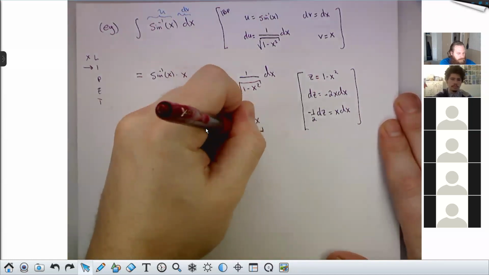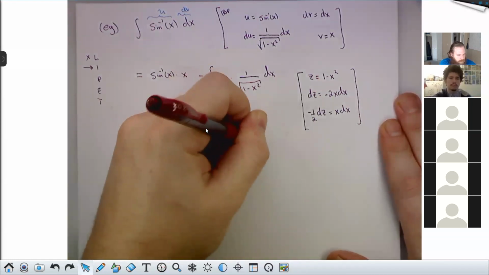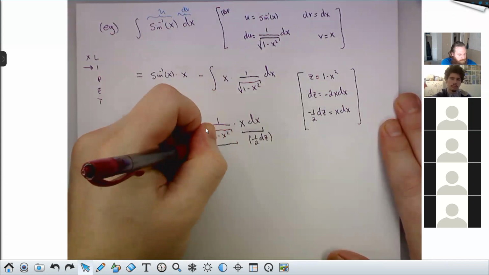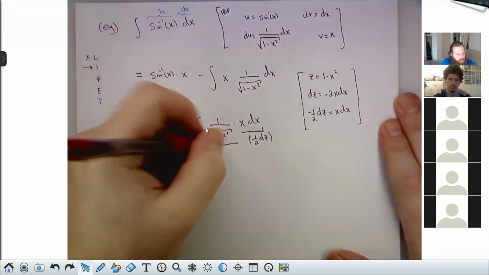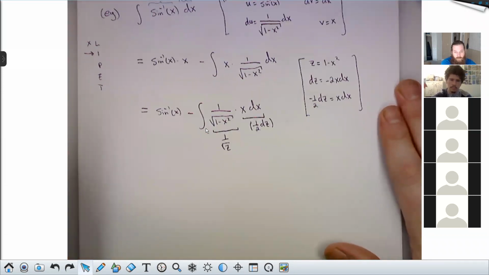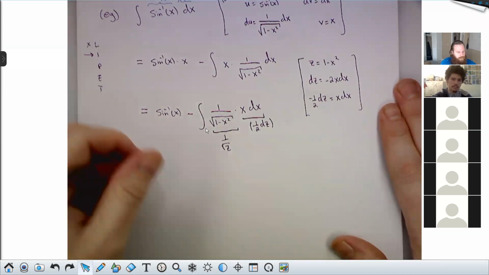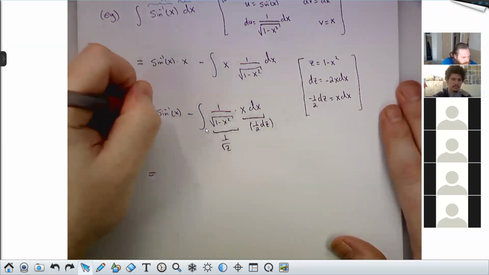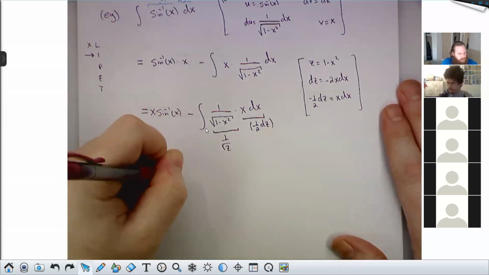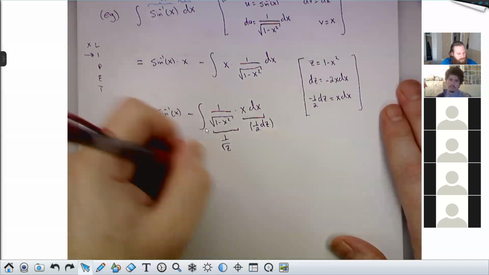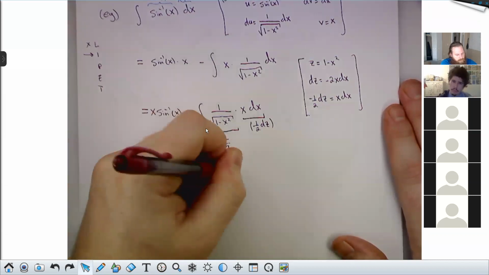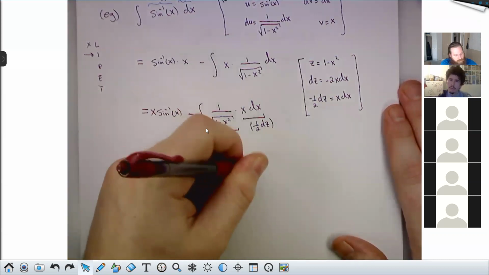This piece right here, I'm going to replace by negative 1/2 dz. And this piece right here is going to be 1 over the square root of z. All right, so that's how this u sub shakes out. Hopefully you guys are feeling comfy with u sub after last week. Oh, and I left off my x here. I've got x times sine inverse x. So this is x times sine inverse of x minus integral 1 over the square root of z times negative 1/2 dz.